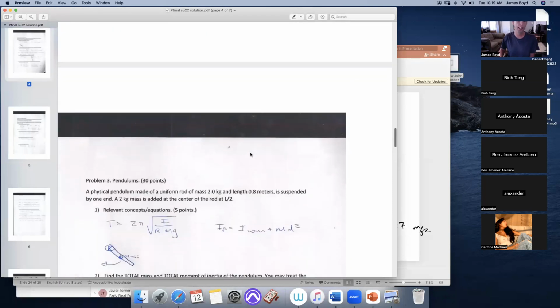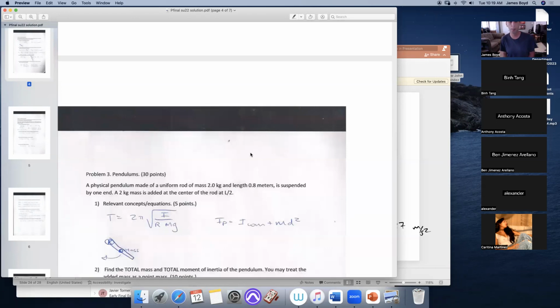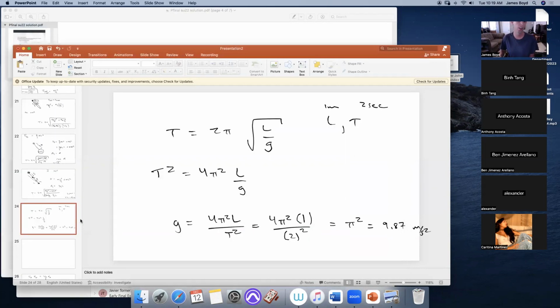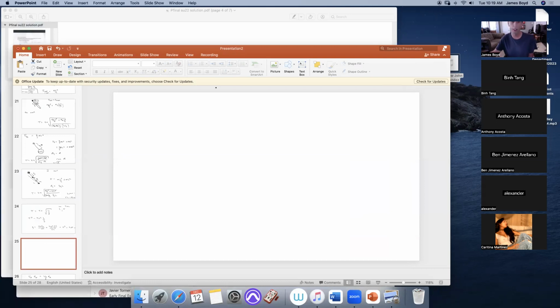All right, so let's do this pendulum. So here we have a physical pendulum, 2 kilograms and 0.8 meters. It's suspended by one end, and a 2 kilogram mass is added at the center of the rod. We've already done this example, but let's do it again. So here's our axis. We add a rod. Now that rod by itself has a moment of inertia about that end of ML squared over 3.